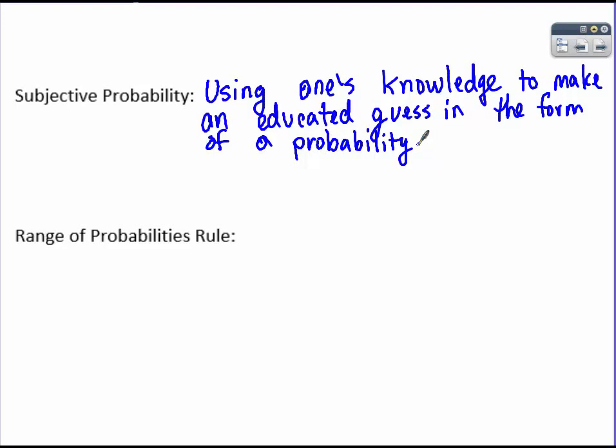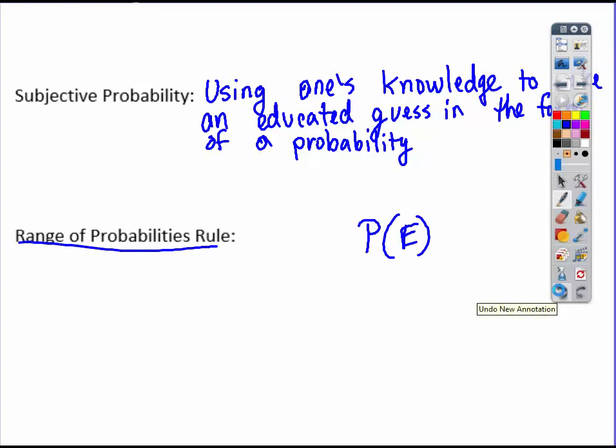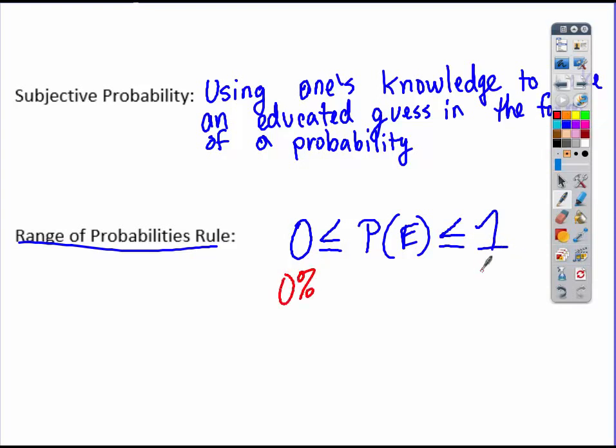We also have here the range of probabilities rule, which is sort of silly, but it's important to know also. It simply tells me that all of my probabilities that I'm ever going to create are going to fall between two values. I know that probabilities have to be larger than or equal to 0, and they must be smaller than or equal to 1. Now, in both of these cases, 0 is the same as 0%, and 1 is, of course, the same as 100%. Right?